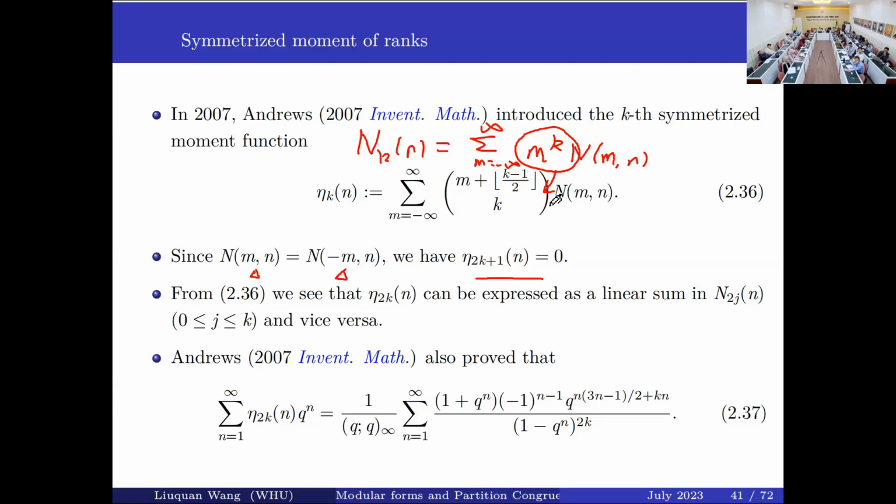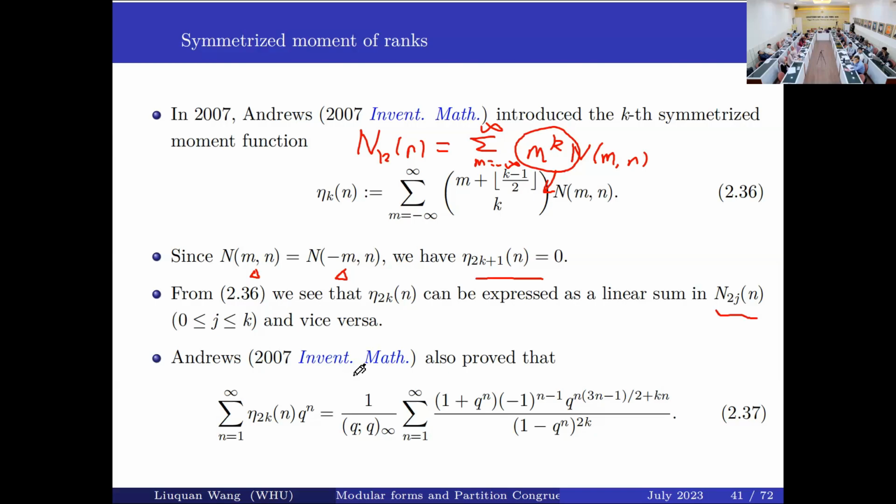And from the expansion of the binomial coefficients, we can easily see that η_2k(n) can be expressed as a linear sum in N_2j(n) and vice versa. So by studying η_2k(n), you will know the properties of N_2j(n), and by studying N_2j(n), you can also know the properties of η_2k(n). So in fact, they are equivalent. You can study just one of them.